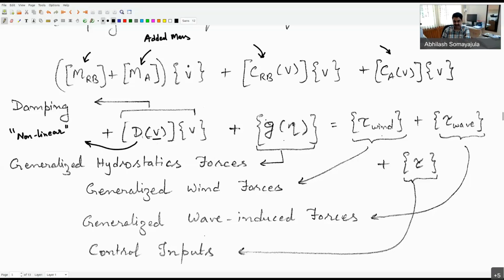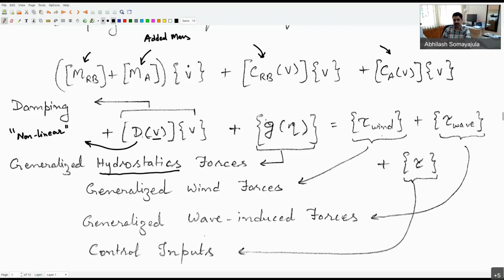Then the next term here is a vector, g of eta, where eta is the state vector, and this is the so-called generalized hydrostatic forces. Notice that the first two and the last values of this vector will typically be zeros, because you will not have any hydrostatics come into the picture when you're looking at surge, sway, and yaw.